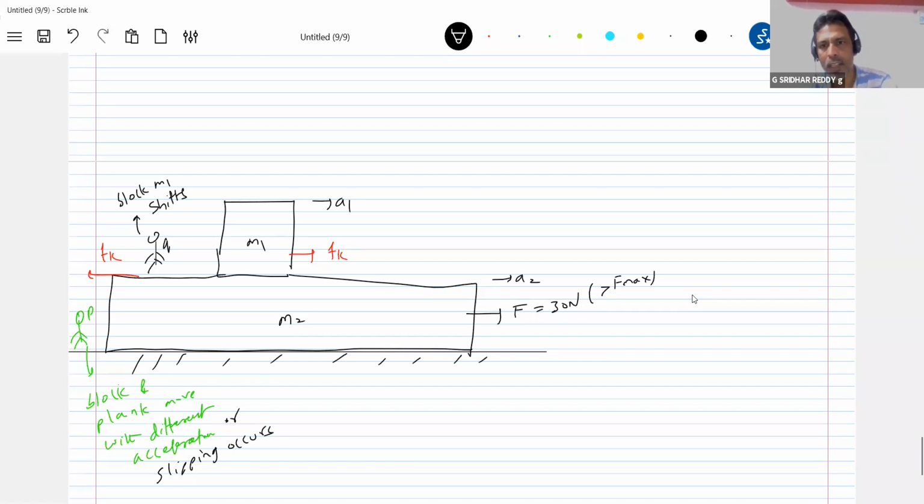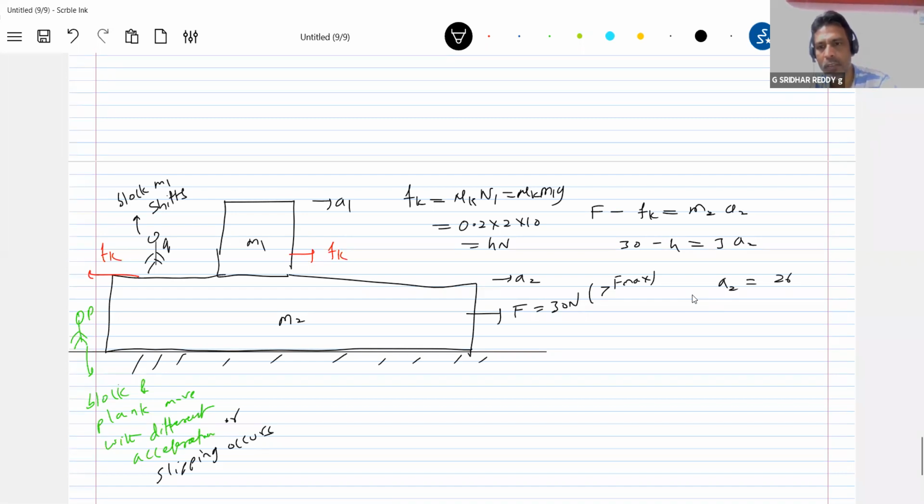F minus Fk equals M2 A2. We know F is 30. Fk is what? Mu k N1, or mu k m1 g. I assumed mu k is 0.2, so 0.2 into 2 into 10 is 4 Newton. 30 minus 4, M2 is how much? 3. So A2 is equal to 26 by 3. What about A1? A1 equals Fk by M1. Fk is 4, so 4 by 2 is 2 meter per second square.